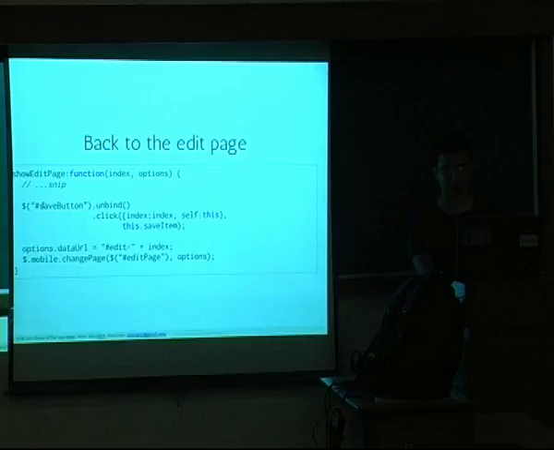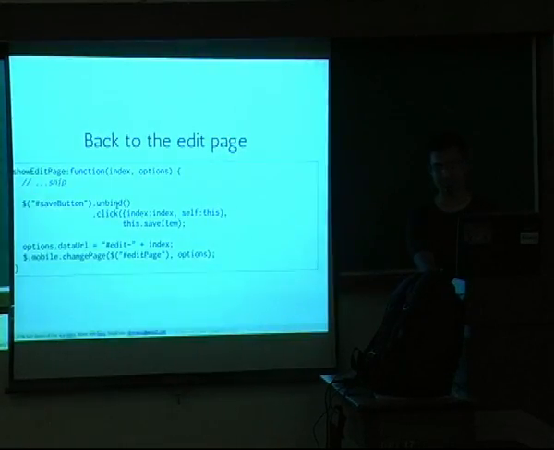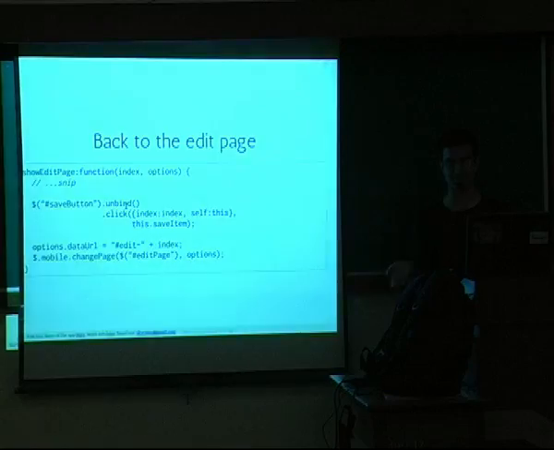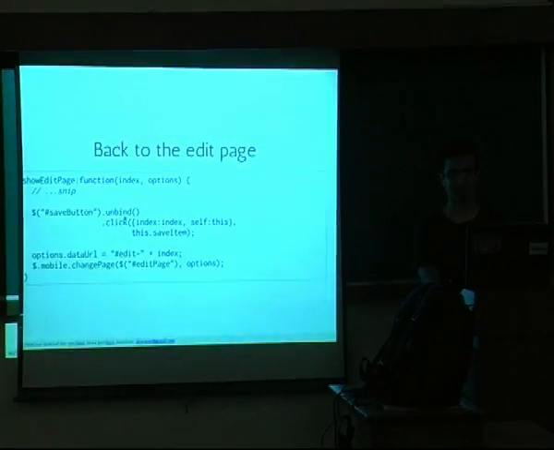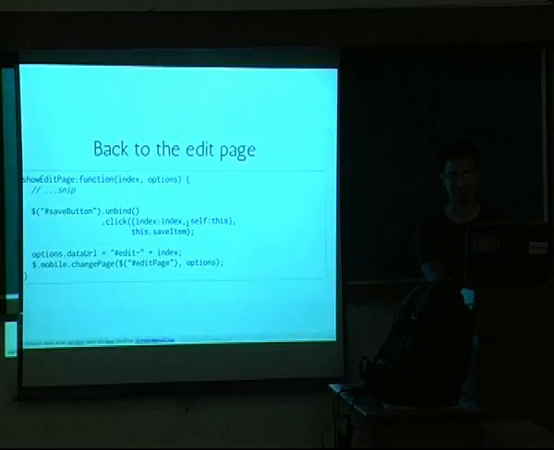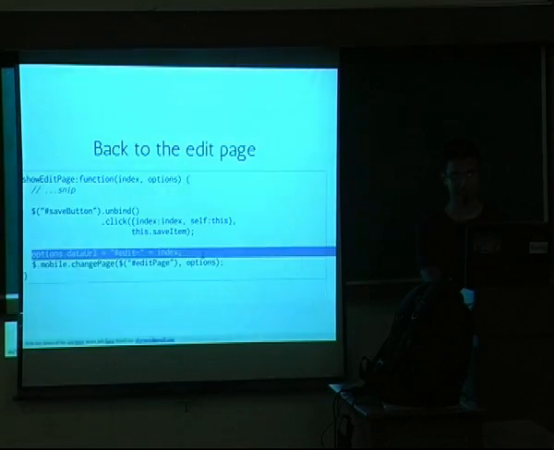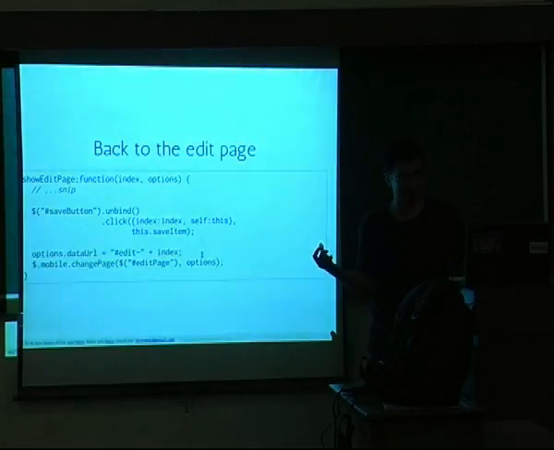So for the save button, what we do is we unbind again because it would have been bound the previous time you had opened the edit page. And on the click, you pass the index, the self, because of JavaScript self and this nonsense. And you call this.saveItem. You again use the options.data URL, set edit, and pass a particular index over there, and you change the page. So again, it's extremely straightforward over here. At least it seems straightforward for me.